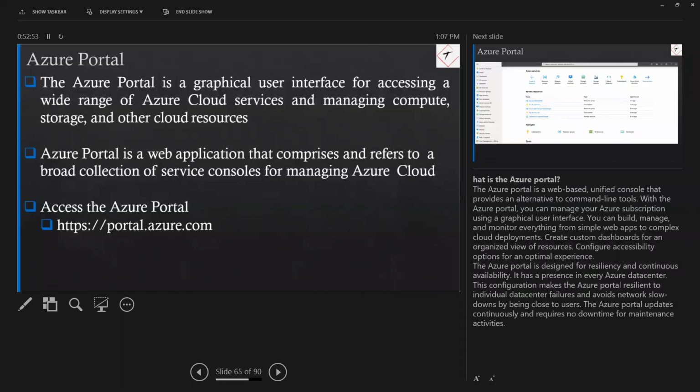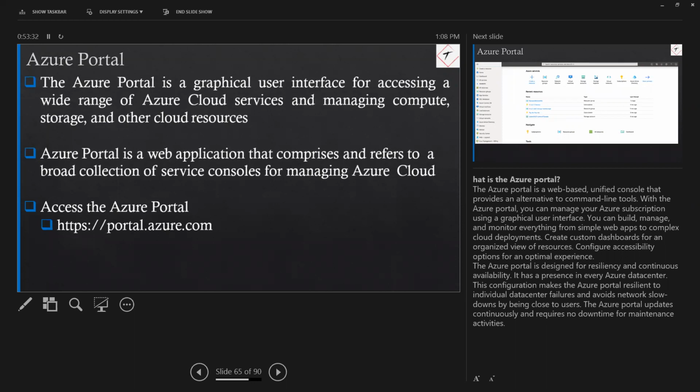Azure Portal is a web-based unified console that provides an alternative to command-based tools. With the Azure portal, you can manage your Azure subscription using a graphical user interface. So it has a GUI built in, so it is easier. If you're not into in-depth coding, you can build, manage, monitor everything from simple web apps to complex cloud deployments, create custom dashboards for an organized view of resources, and configure accessibility options for an optimal experience.